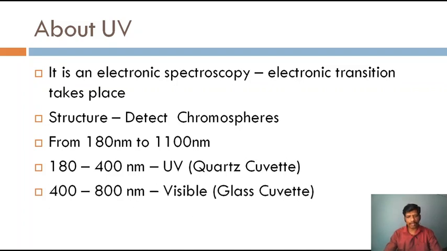But for the visible region you can use glass. I am not saying that you should not use quartz. Quartz can also be used in the visible region, right? The quartz cuvette has that much transparency. But the only thing is you should not use a glass cuvette for studying in the UV region. If your study is only in the visible region, you can very well use glass cuvettes, right?